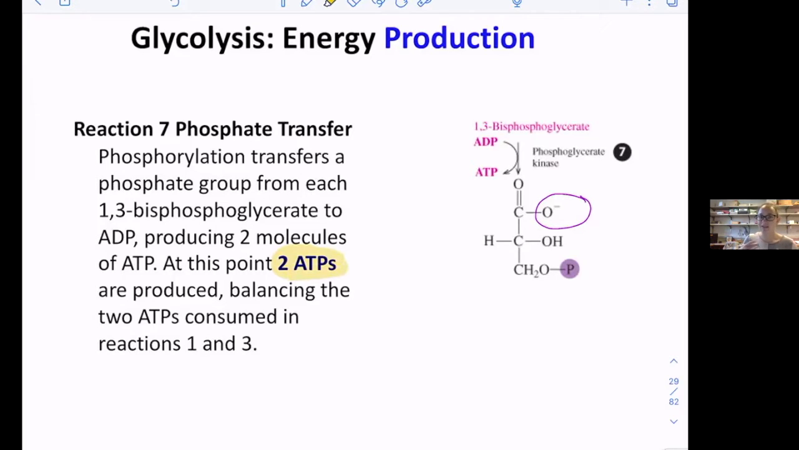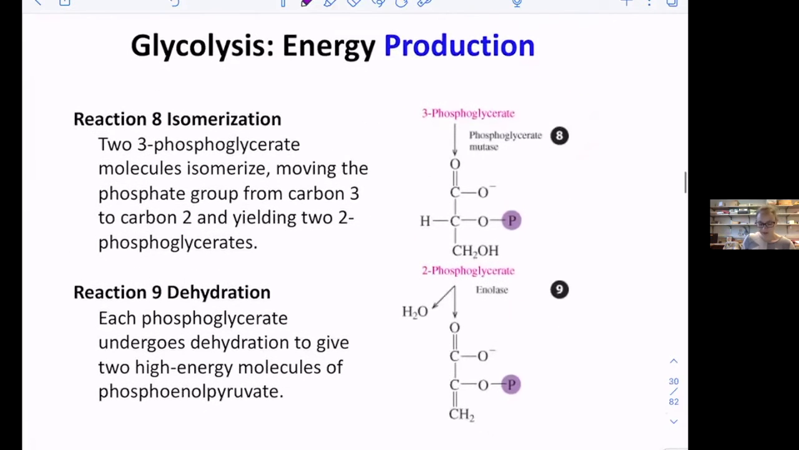So this overall balances. Now we're at equal energy overall between reactions 1 and 3 that required ATP. Now we've donated that back in. So we use an ADP to produce an ATP. We're transferring a phosphate group from that 1,3-bisphosphoglycerate, the product of step 6, to ADP to make that ATP that's going to be used. So again, this is going to be a kinase because we're transferring a phosphate group. Step number 8 is going to be an isomerization reaction.